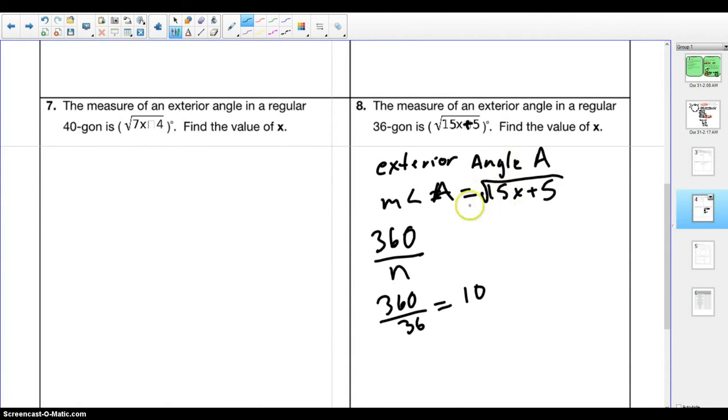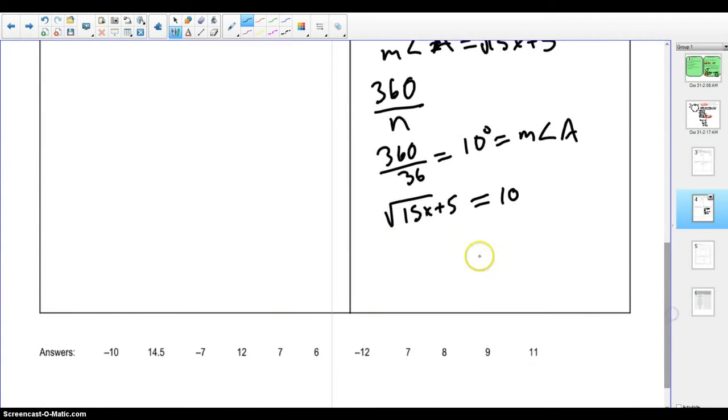So now, we have enough information to set up our transitive property. Measure of angle A equals 10 degrees, and measure of angle A equals the square root of 15x plus 5. So we take the two parts that aren't angle A, and we set them equal to each other. Once we have that, we need to get rid of the square root and then get the x by itself. To get rid of square roots, we need to square both sides of the equation.